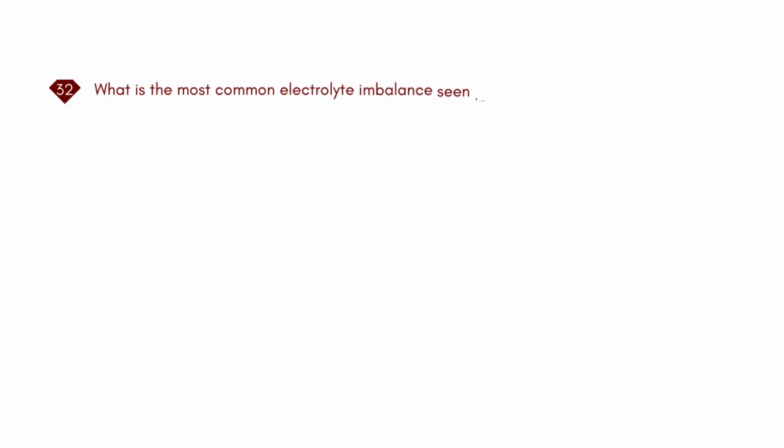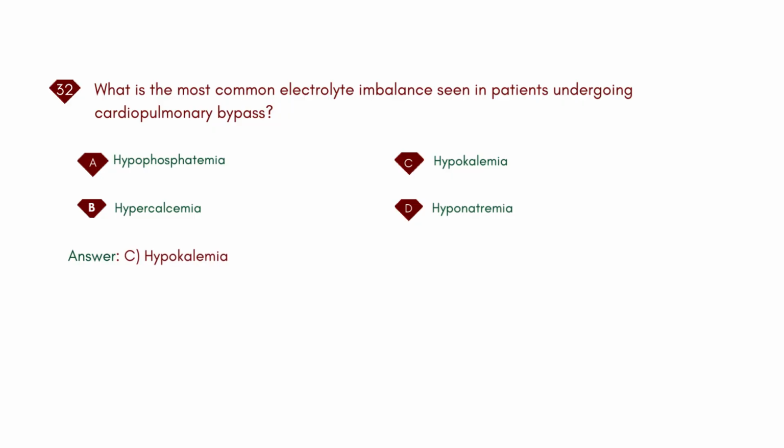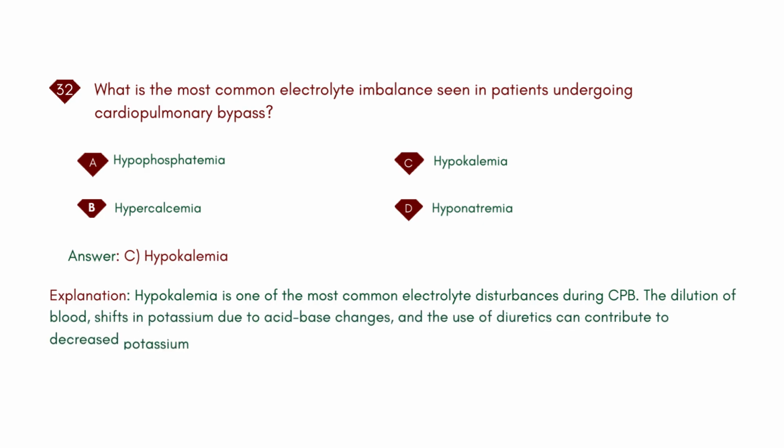What is the most common electrolyte imbalance seen in patients undergoing cardiopulmonary bypass? A. Hypophosphatemia. B. Hypercalcemia. C. Hypokalemia. D. Hyponatremia. Answer: C. Hypokalemia. Explanation: Hypokalemia is one of the most common electrolyte disturbances during CPB.